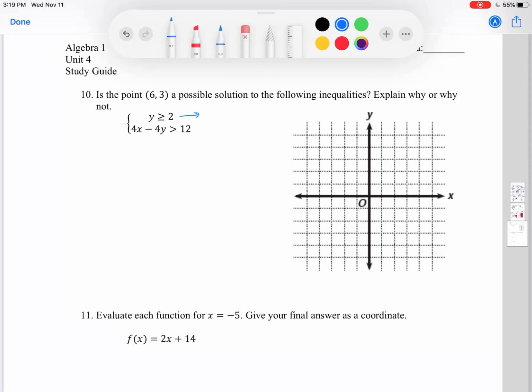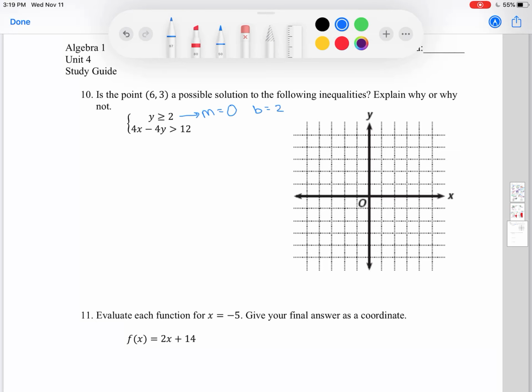All right. For question 10, you have the point (6, 3), and it's asking if it's a possible solution to the following inequalities and explain why or why not. All right, so this one is going to take some brain work.